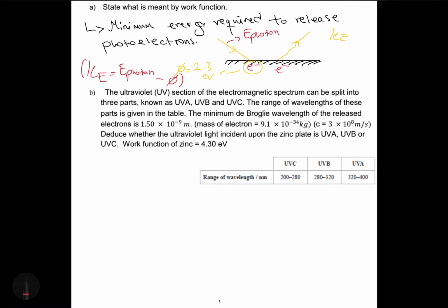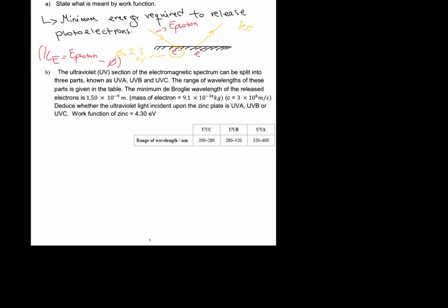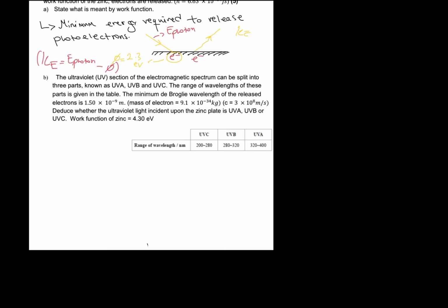Now, the second question given in this question is very difficult. It says that the ultraviolet section of the electromagnetic spectrum can be split into three parts: UVA, UVB, UVC. The ranges of these wavelengths are given, and the minimum de Broglie wavelength of the electrons is given. So right now, as you can see, we are mixing up the photoelectric effect with the de Broglie wavelength, and they're asking us to deduce whether the ultraviolet light incident upon the zinc plate is UVB, UVA, or UVC. All right, so let's recap this question and think about it a bit.